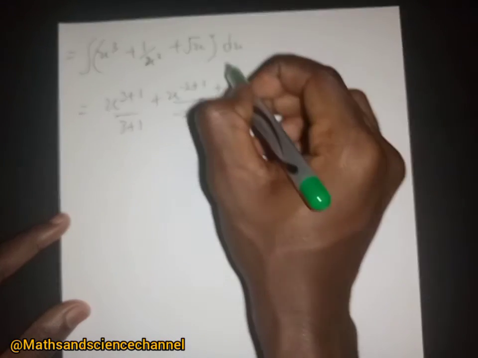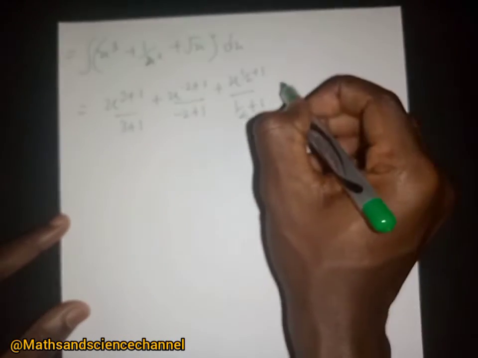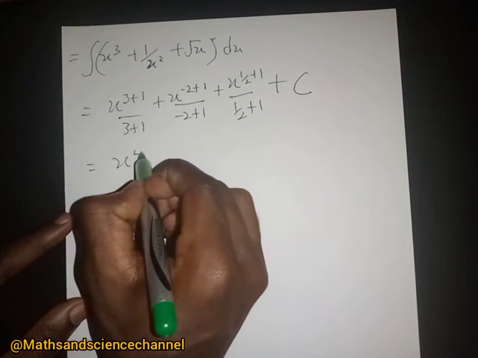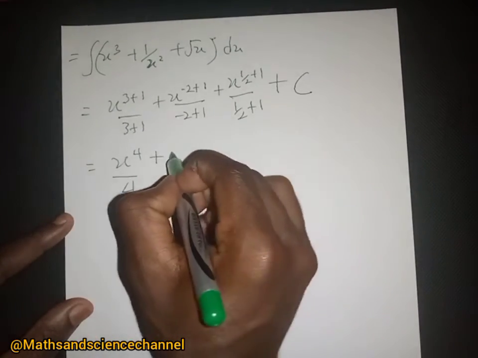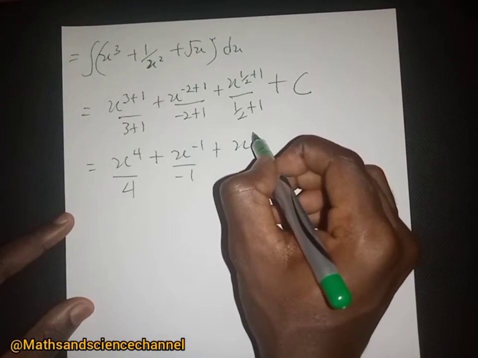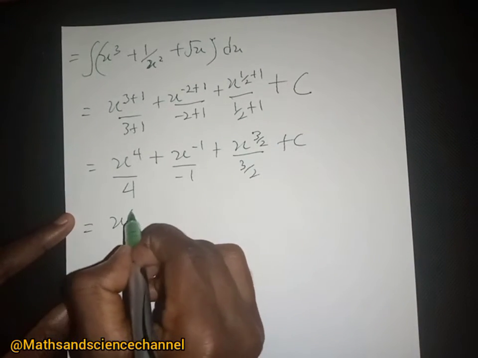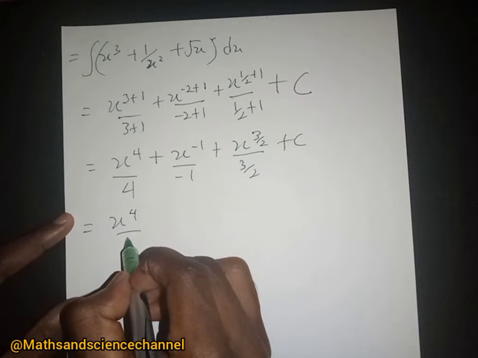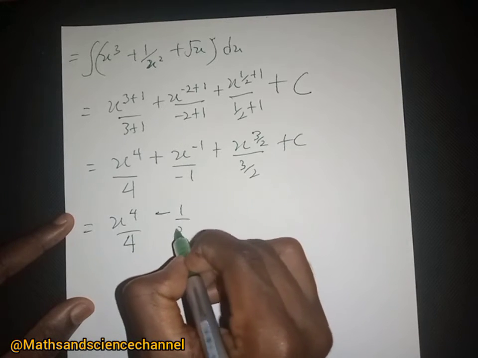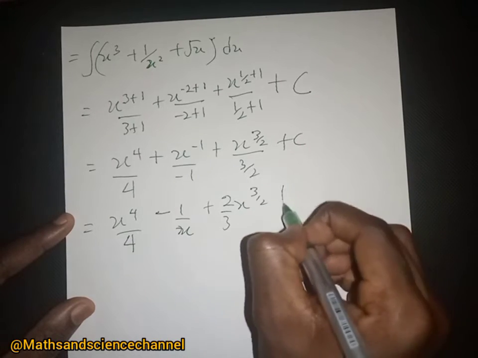Then also this here is just x to the power half, we add 1 to it, then we divide by the exponent, and we add c because it is an indefinite integral. So we have s to the power 4 over 4, then also s to the power minus 1 over negative 1, then also s to the power 3 over 2 over 3 over 2, plus c, and therefore we can have s to the power 4 over 4, then also minus 1 over x, then 2 over 3 s to the power 3 over 2 plus c, right?